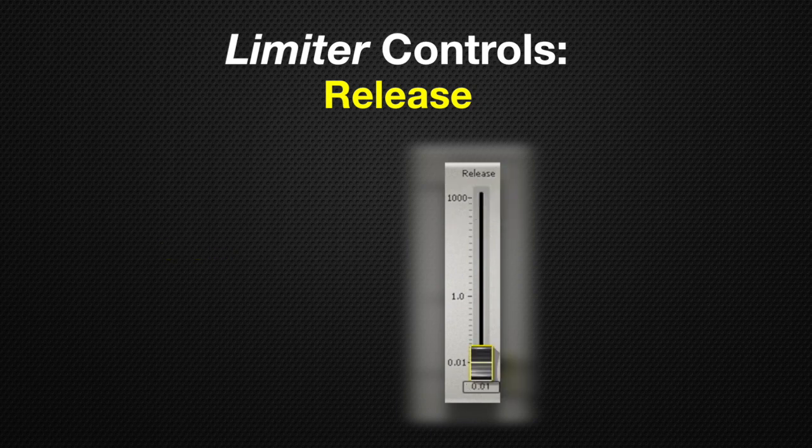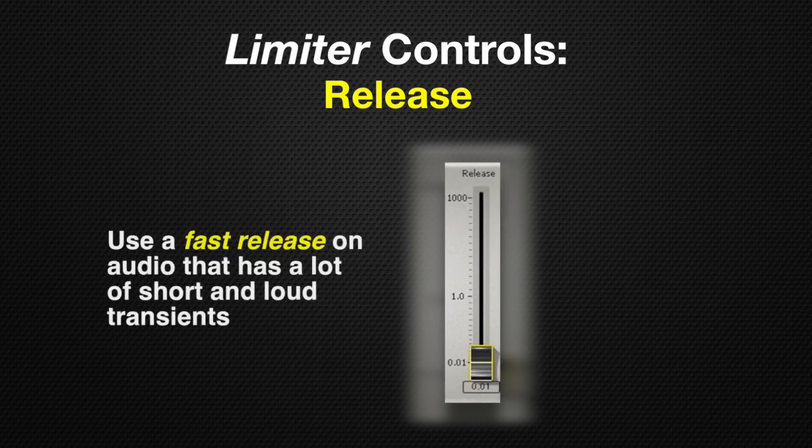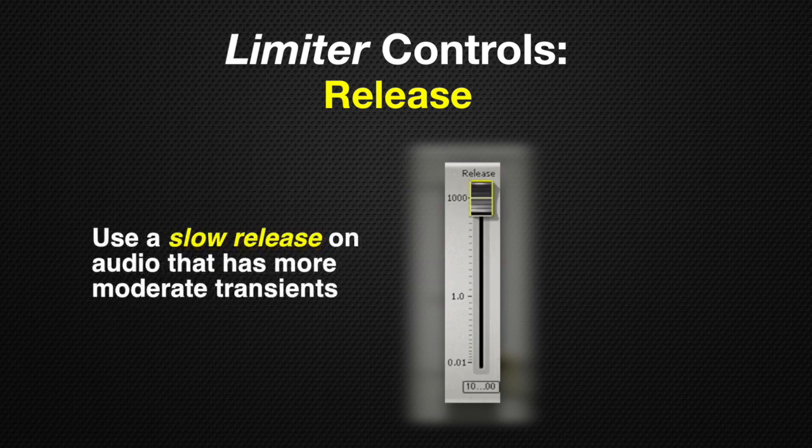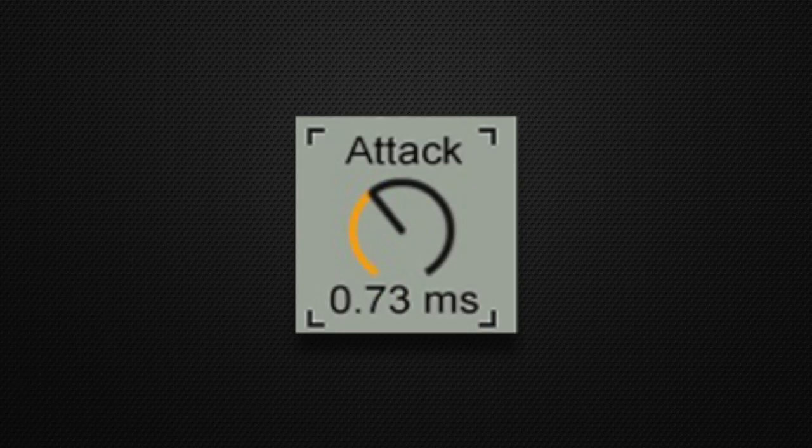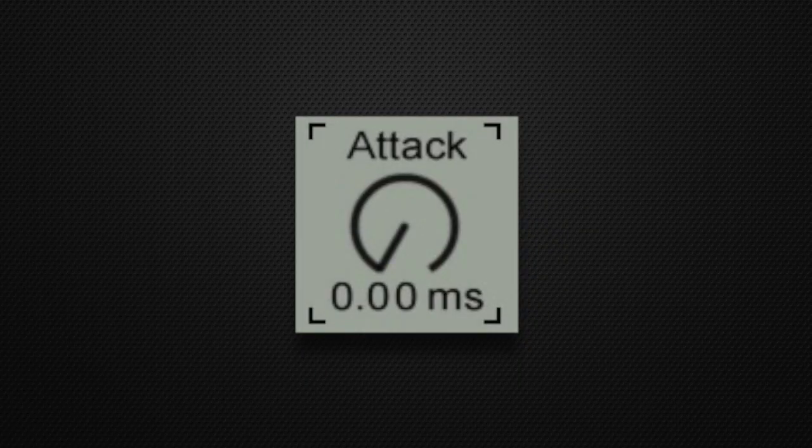When setting the release, you usually want a fast release for very short but loud transients to avoid uneven dips in volume and retain loudness, and a slow release for moderate peaks in your audio so that a more gentle level control is applied. The reason that limiters usually don't have an attack control is that they are dealing with high amplitude transients. So letting any of the original signal in through an attack would defeat the purpose. So they are usually set internally with a very short attack time or no attack time at all.